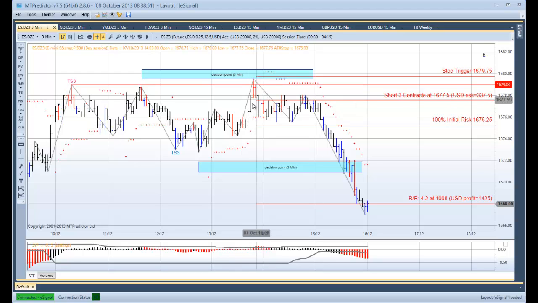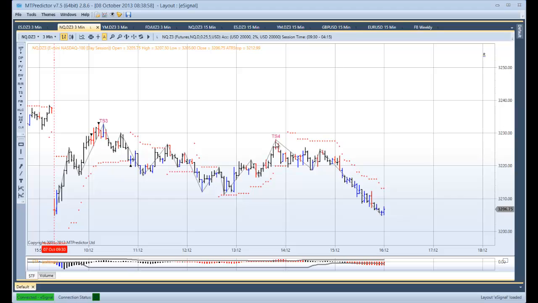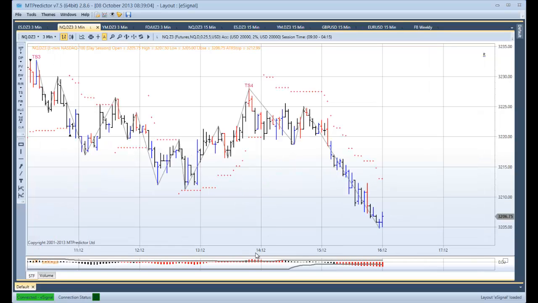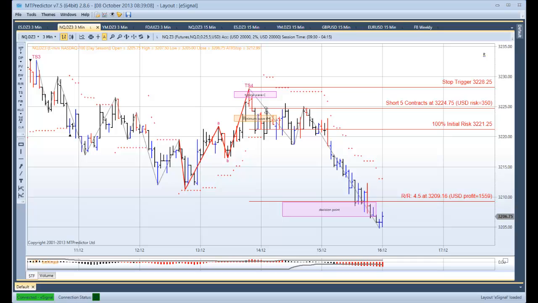If you like just automatic setups, was there anything else to get you on the short side here as well? Yes, if you're following the NQ, at that very same time there was a TS4 sell setup. The STF was red, as you can see. I'll just zoom in a bit here. There's the STF red. So this would have been a standard trade setup for all standard users.